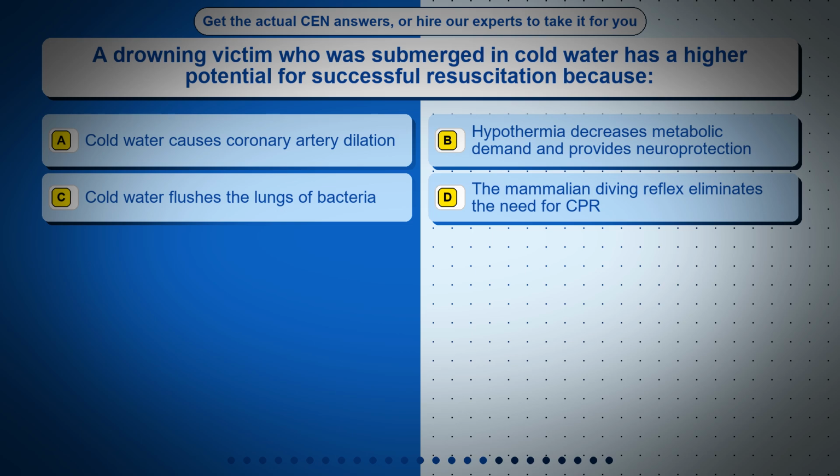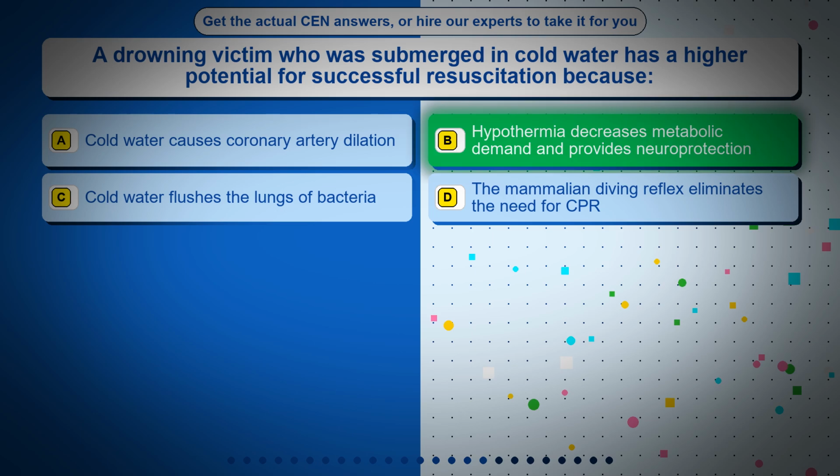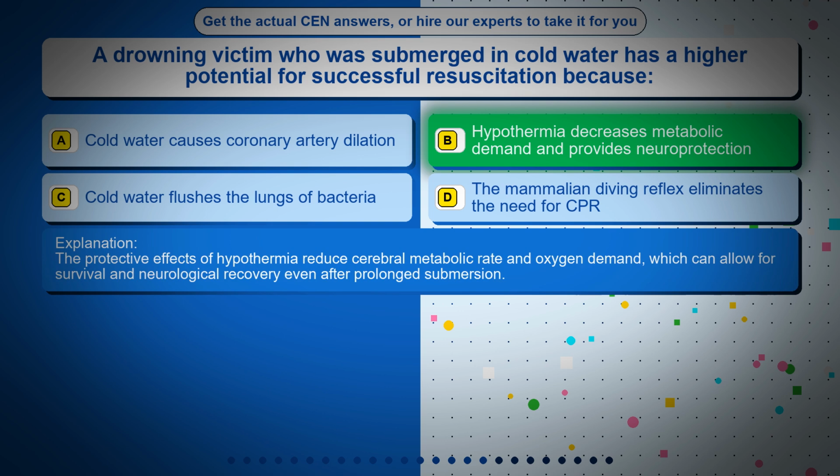Option B. Hypothermia decreases metabolic demand and provides neuroprotection. Option C. Cold water flushes the lungs of bacteria. Option D. The mammalian diving reflex eliminates the need for CPR. The correct answer is option B. Hypothermia decreases metabolic demand and provides neuroprotection. The protective effects of hypothermia reduce cerebral metabolic rate and oxygen demand, which can allow for survival and neurological recovery even after prolonged submersion.